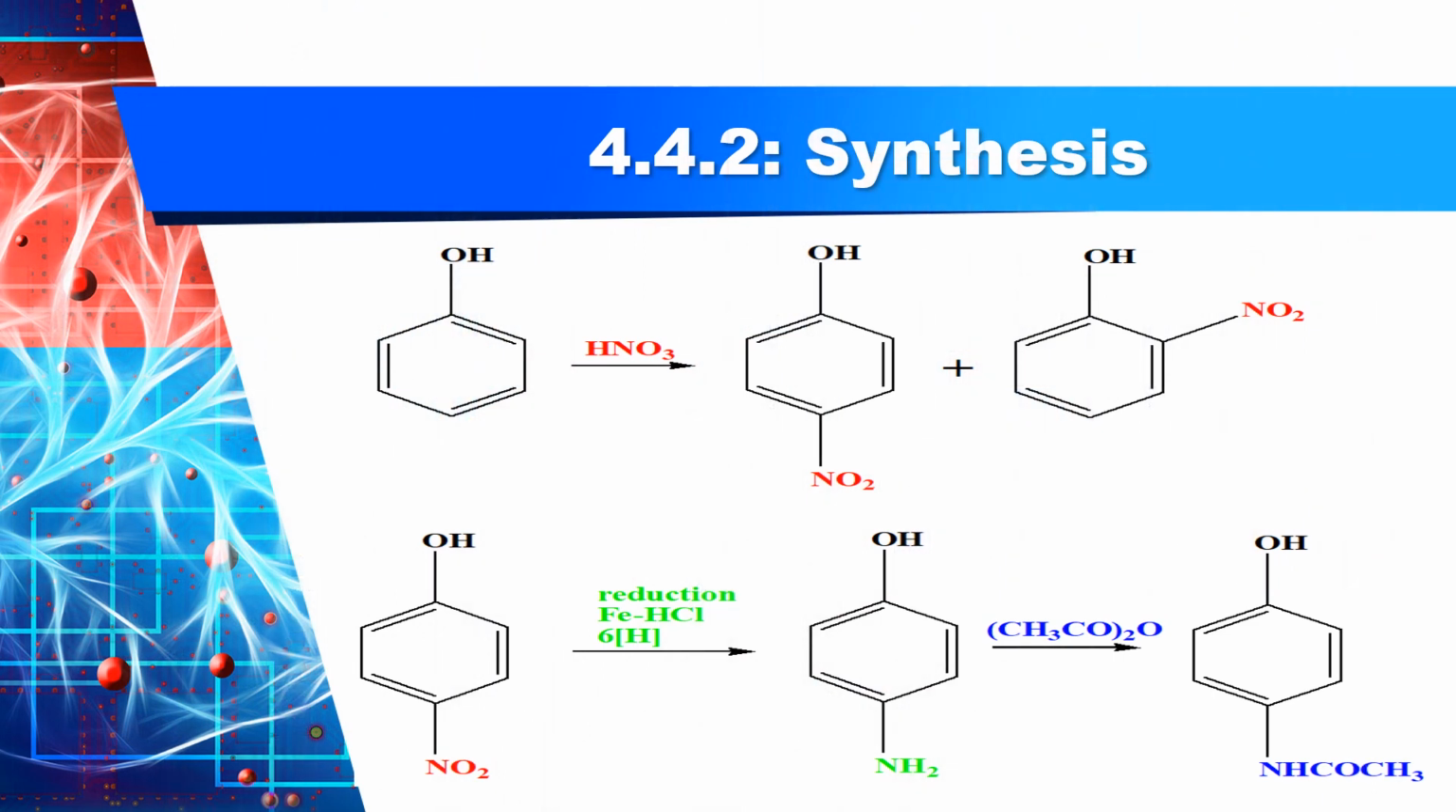Synthesis of paracetamol. The starting material is phenol. Phenol undergoes nitration and forms a mixture of ortho-nitrophenol and para-nitrophenol. The para-nitrophenol so formed undergoes reduction in the presence of iron and HCl and forms para-aminophenol, which undergoes acetylation in the presence of acetic anhydride and forms para-acetaminophenol.